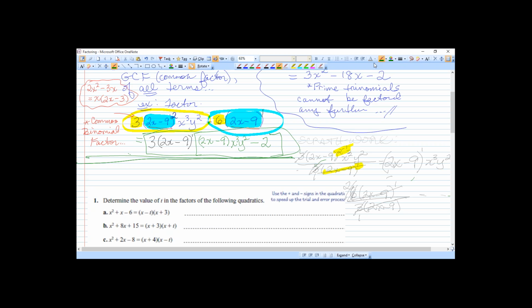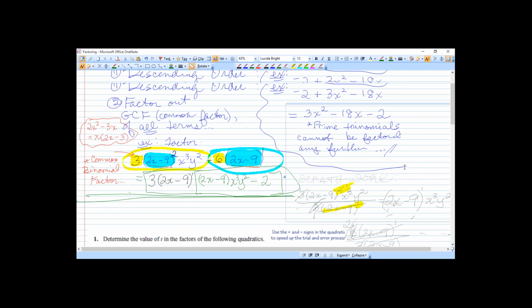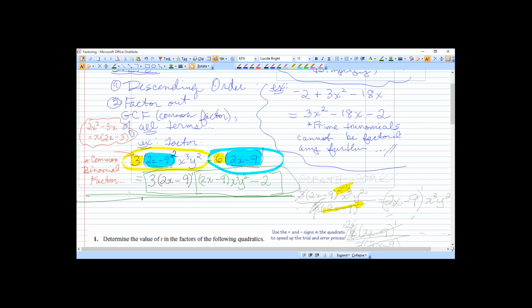All right, so here's this. Now let's go back over this. So we have first descending order, right? Secondly, we want to factor out the greatest common factor of all the terms. All the terms have to have that factor. That's very important.